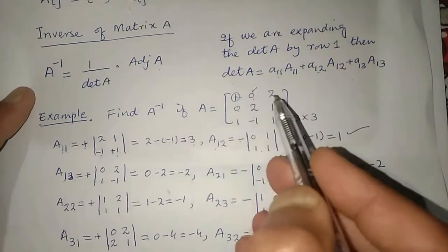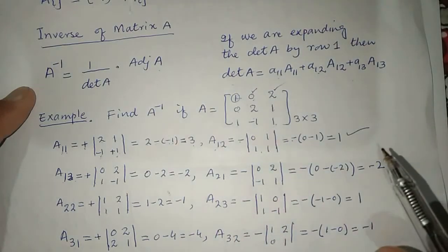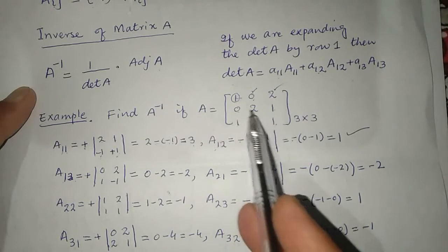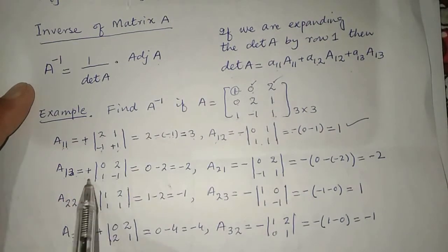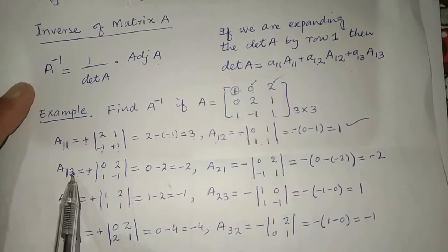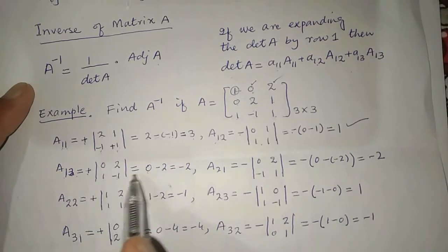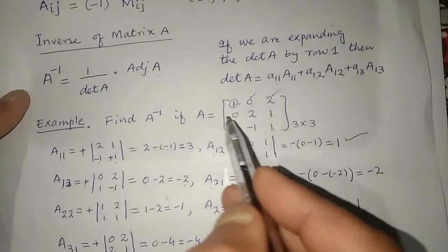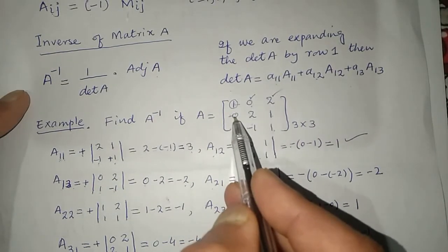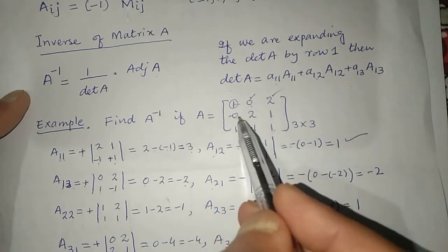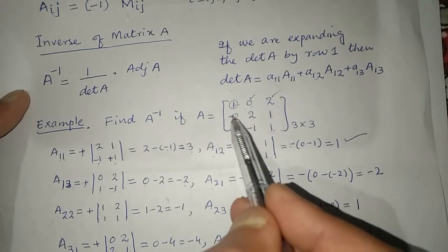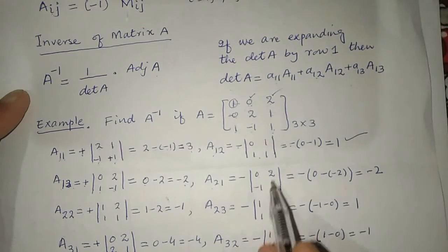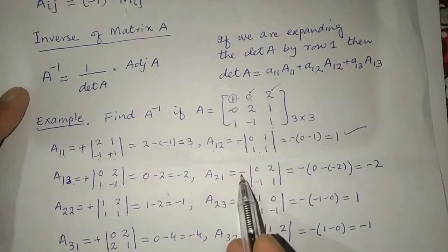Now A13, for the third element 2, we highlight this element, and the row and the column containing it are hidden. What is left is 0 2 and 1 -1, and a plus sign is put here because 1 plus 3 is 4, which is even. So 0 times -1 is 0, minus 2 into 1 is 2, so 0 minus 2 is -2. Now A21. A21 is this element. This element is taken, and its row and column are hidden. The elements left are 0 2, -1 1, and a minus sign is put here because 2 plus 1 is 3.